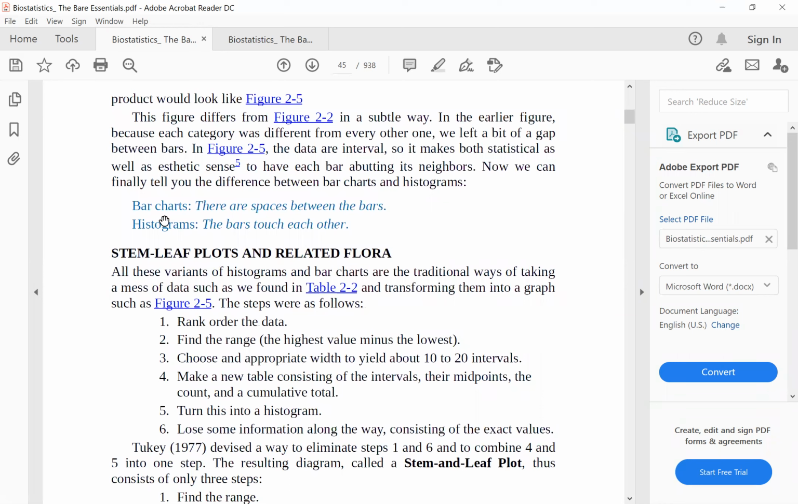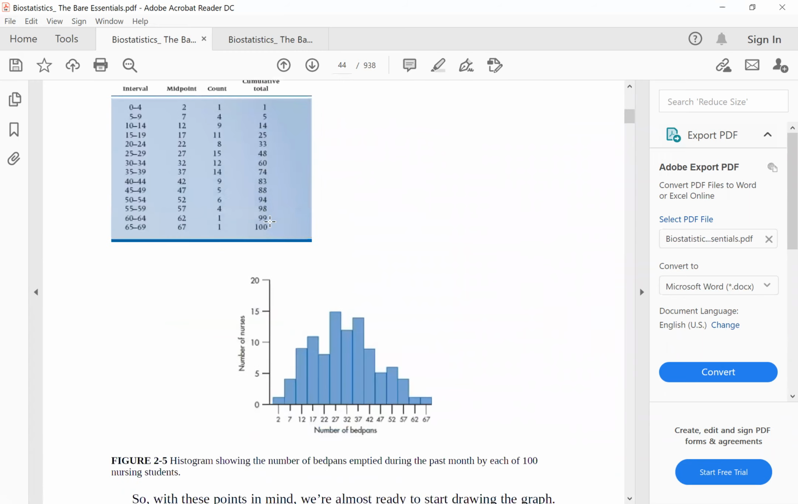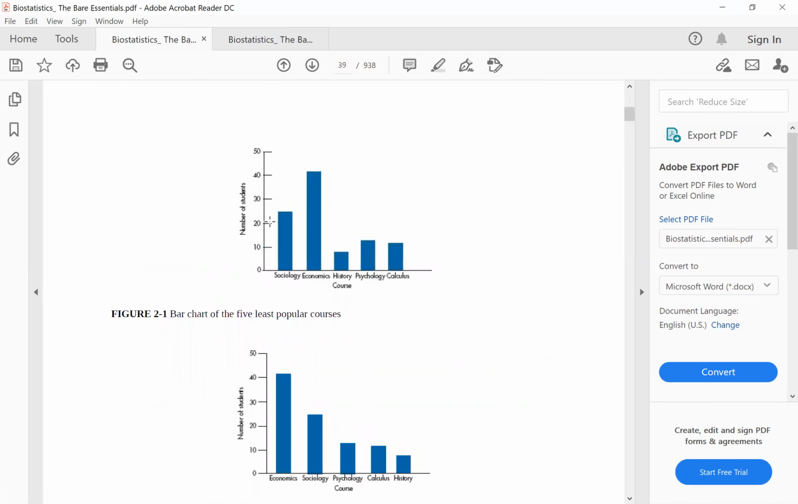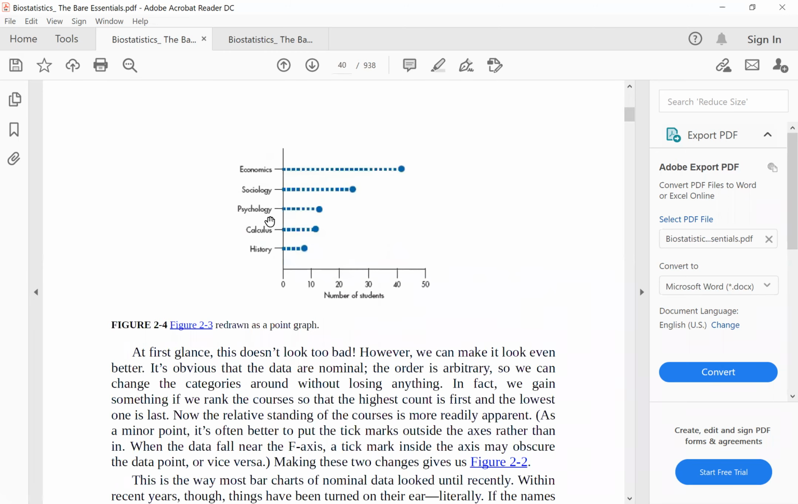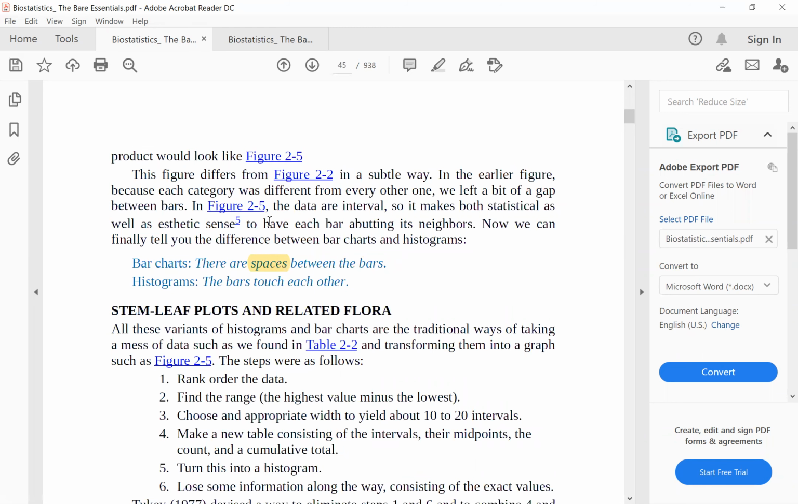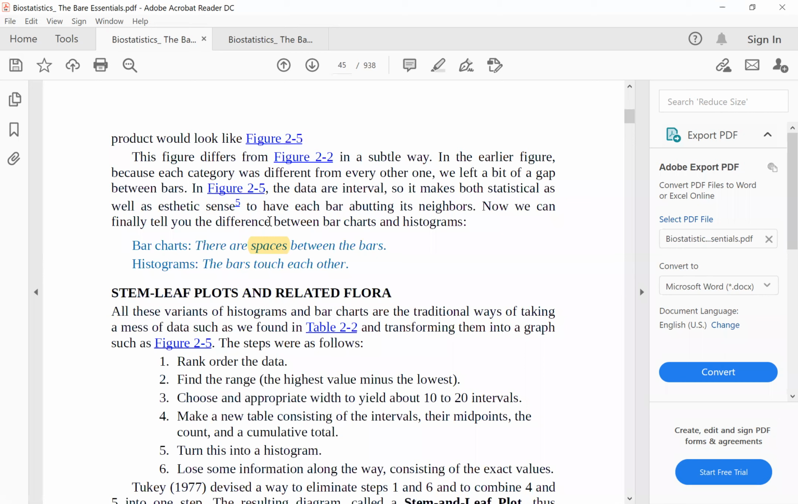So in a bar chart, there are spaces between the bars, whereas in a histogram, the bars touch each other. So you see in a histogram, they're just touching each other. And if we see in a bar chart, there is a space between each one. Yeah, so there's a space between each bar.